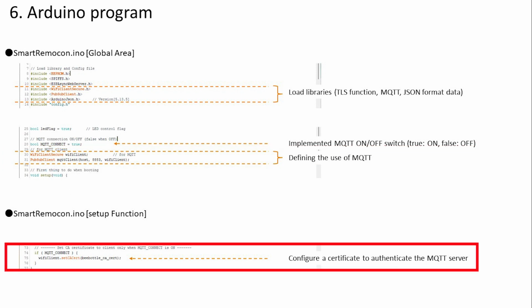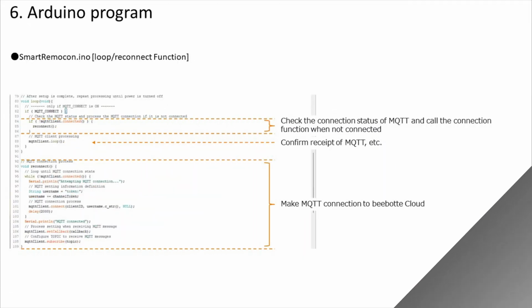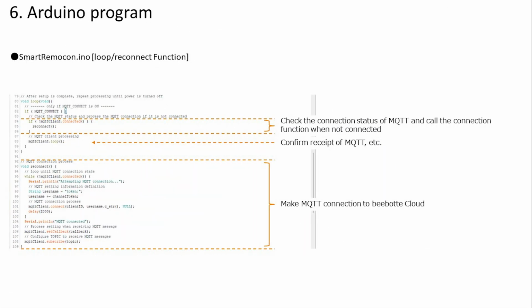On line 75 in the setup function, configure settings using the set certificate. I'll check later how to get the beebotte certificate. Move on. In the loop function, always check whether the MQTT connection is being performed, and if it is disconnected, perform the connection process. Here is the reconnect function for connection processing. In this function, the MQTT connection is made using the token etc. obtained in the beebotte setting.